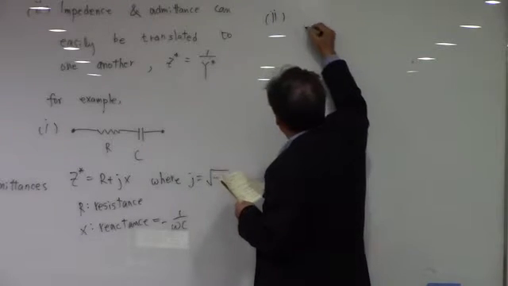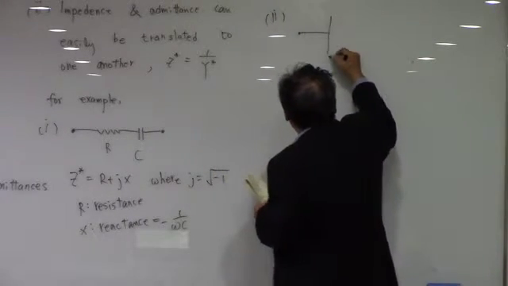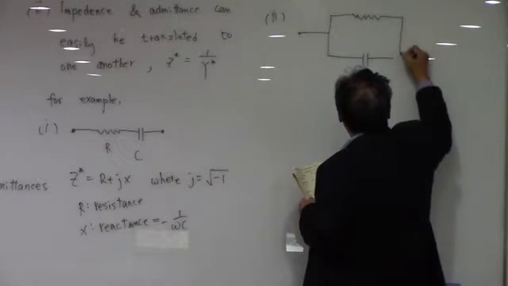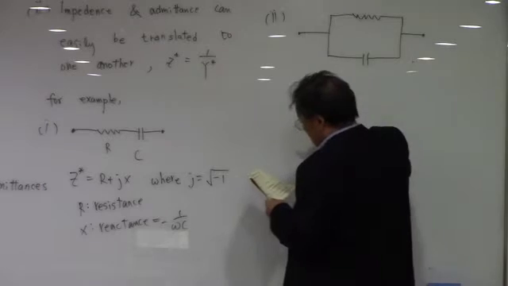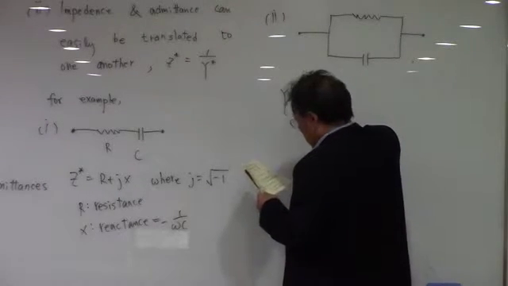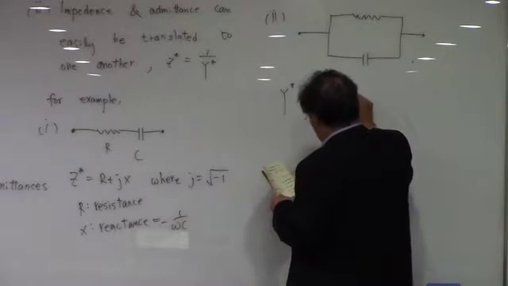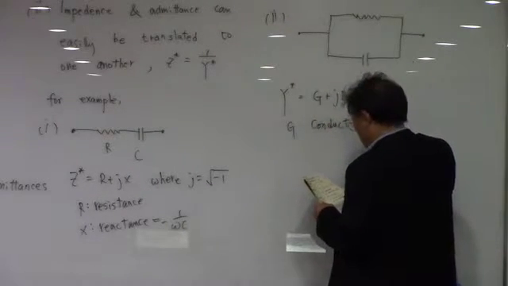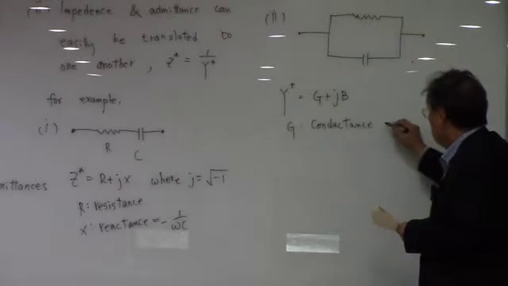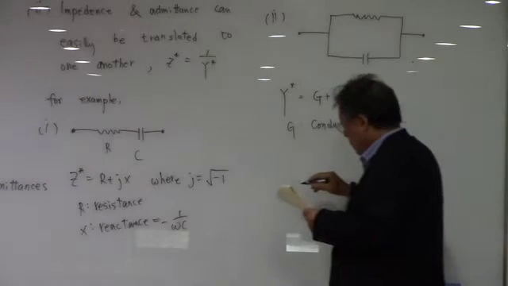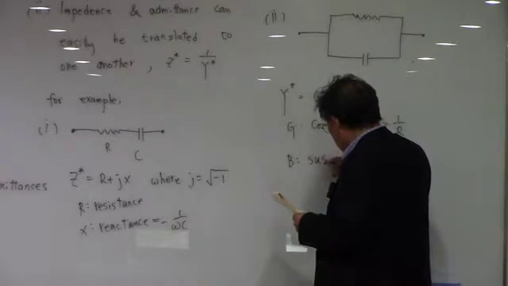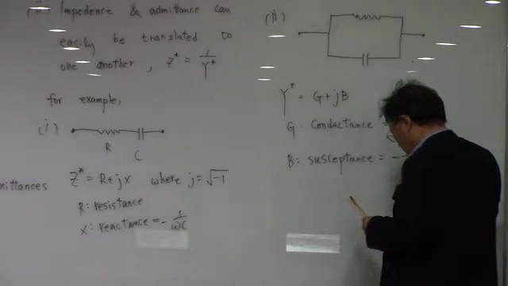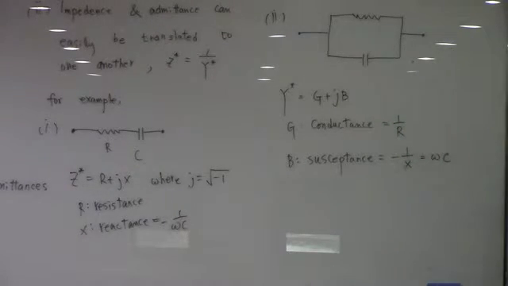And if we have a parallel combination of, then we have admittance, and then G is conductance, which is 1 over R, and B is C.